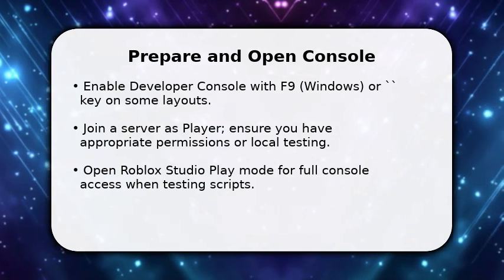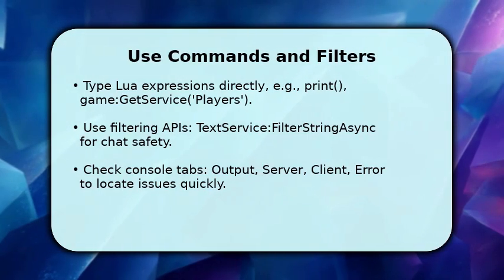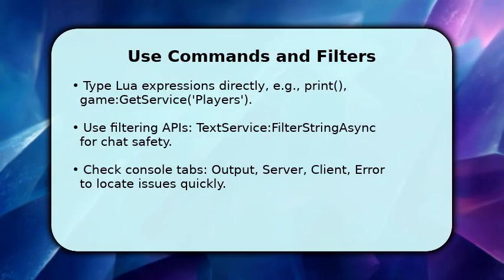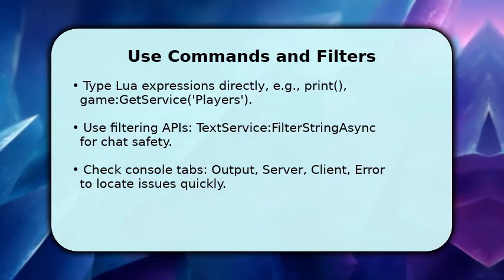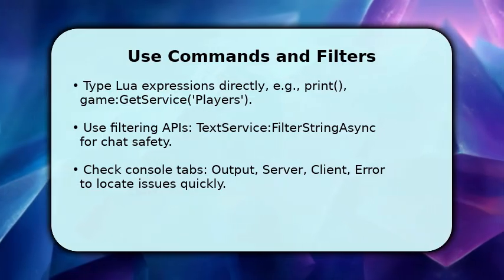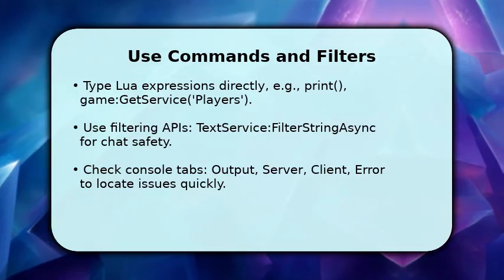Now you build functionality. Enter Lua expressions and call game services to inspect state, for example, game:GetService("Players").LocalPlayer. Use TextService:FilterStringAsync to convert raw text into a filtered result before broadcasting to other players. This is why filtering matters for safety and compliance.